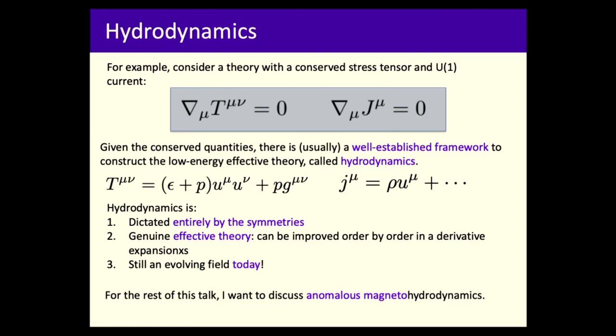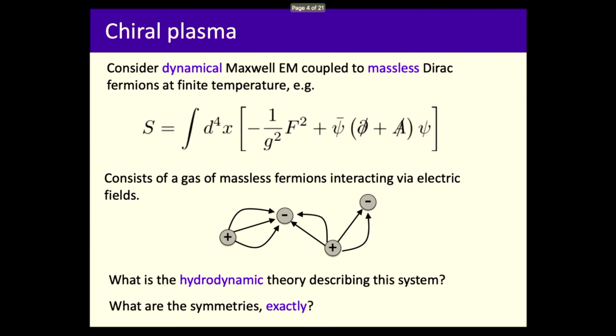Okay, good. So now let me explain what I mean by anomalous magnetohydrodynamics. Consider this quantum field theory, which everyone knows. Consider QED, massless QED, in four dimensions, okay? A really familiar theory. It's Maxwell E&M coupled to massless Dirac fermions. I want to study this theory at finite temperature, by which I mean I want to develop a hydrodynamic theory that is in the same universality class as this theory. Okay? That's going to be the goal of today. So this sounds like a very simple problem, and I want to argue that actually there's a lot of structure here. Okay? So this is what I'm going to tell you about.